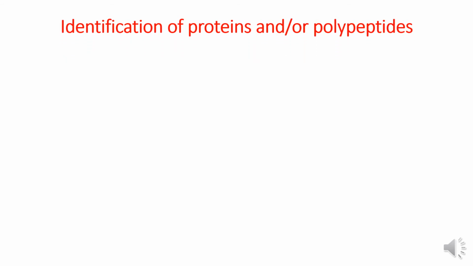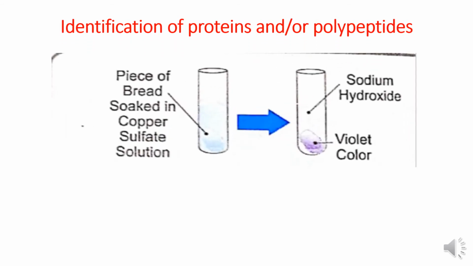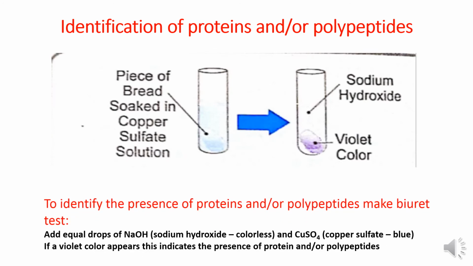Identification of proteins and or polypeptides. After performing the Biuret test on a piece of bread, a violet color appears. This indicates that bread contains proteins. In order to identify the presence of proteins and or polypeptides, do the Biuret test. If a violet color appears, this indicates that the food contains proteins and or polypeptides.